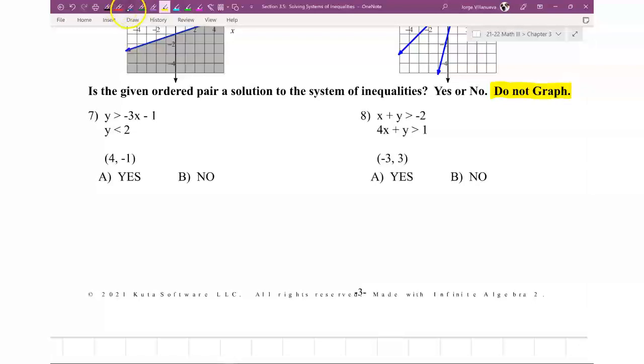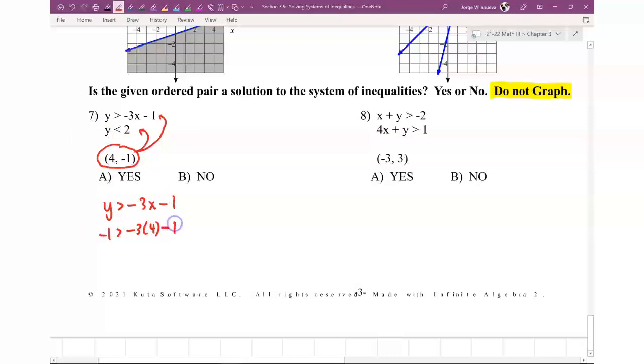So let's try number 7. Okay? So 4, negative 1 is my point. I'm going to plug it into both of them. So remember I get y greater than negative 3x minus 1. So let me plug in y and x. So negative 1 is greater than negative 3 times 4 minus 1. I just plugged in my x and y. So negative 1 is greater than negative 12 minus 1. Negative 1 is greater than negative 13. Is that true? That negative 1 is bigger than negative 13? Yeah. So far, so good.